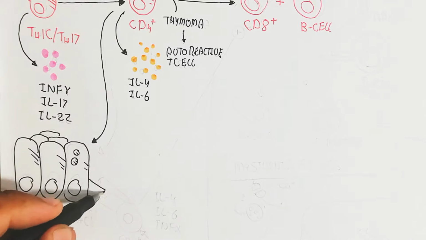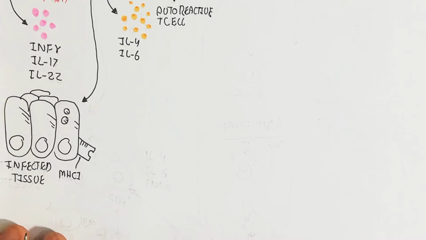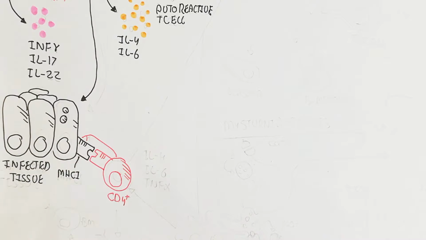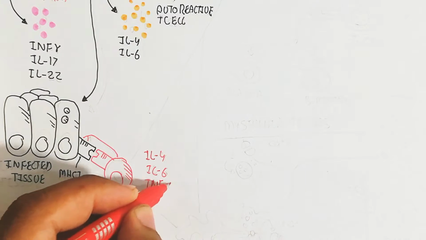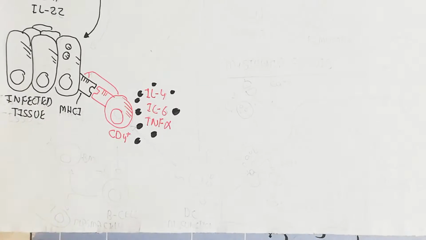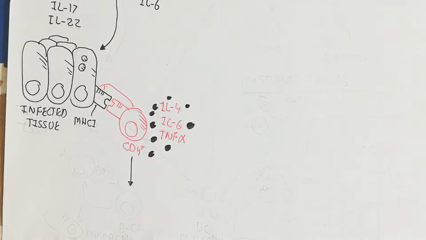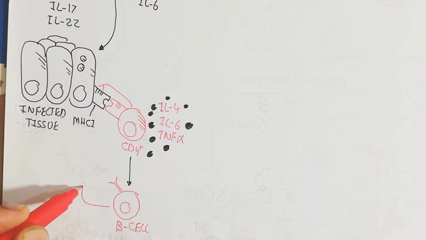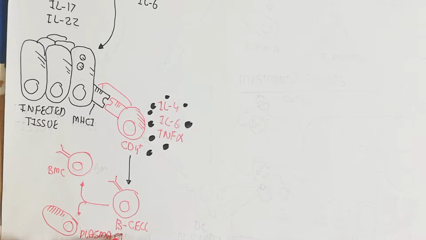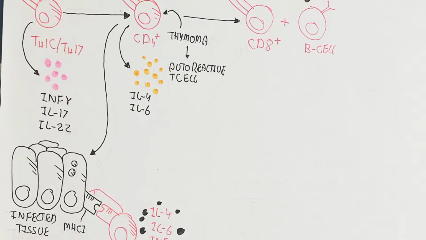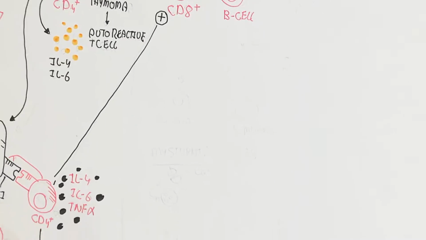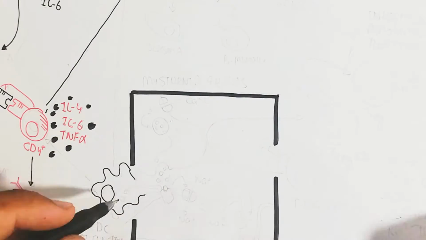So here is the infected tissue cell, which shows the antigen through an antigen presenting molecule known as MHC 1. The MHC 1 is recognized by CD4 to produce interleukin 4, 6 and tumor necrosis factor for recruitment of the CD8 as well as the B cell. The recruitment of the B cell will produce the B memory cell and the plasma cell. The plasma cell will immediately produce the antibody. The CD4 will also activate the CD8.